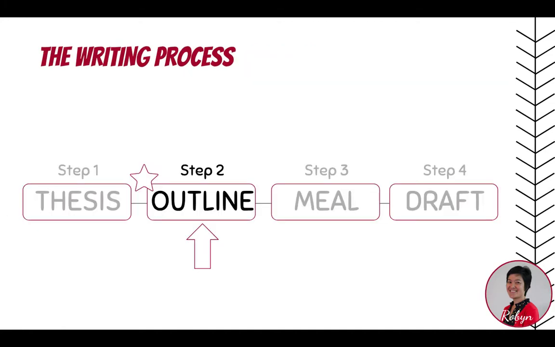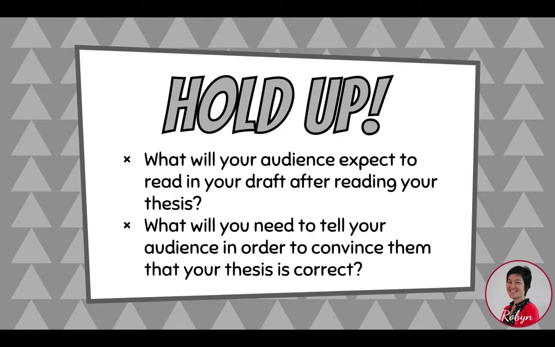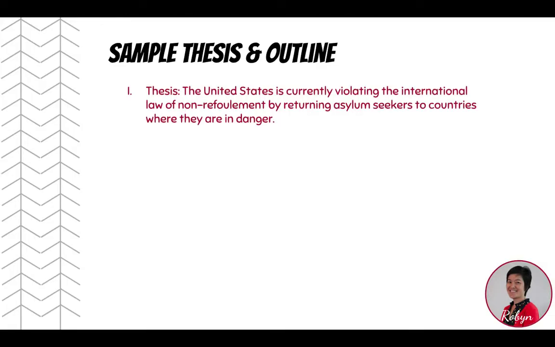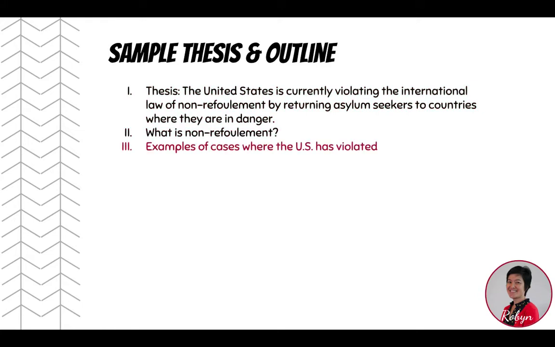Once you have a thesis, you can use your thesis to create an outline. When you read your thesis, ask yourself, what will my audience expect in my draft after they read my thesis? What will I need to tell my audience in order to convince them that my thesis is supported? So in my case, I decided that I would probably first need to explain what non-refoulement is. Since that's not something I knew until I did this research, maybe I'll give some examples of cases where the US has violated non-refoulement. And then I think sometimes people might say, well, it's not only the US, other countries do it too. So maybe I'll share some of those cases too.